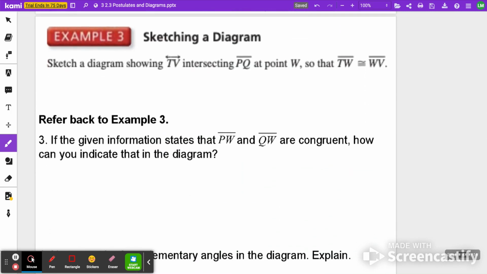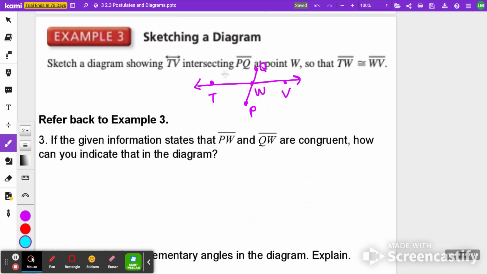So we're going to sketch a diagram showing line TV intersecting segment PQ at point W, so that TW is congruent to WV. So first let's start with our line TV. And then a line segment, so here's P, Q, remember line segments don't have arrows at the end, is intersecting at point W. And I didn't write this perfectly, but we're going to show the mathematical symbol that TW is congruent to WV, and I'm just going to put 2 tick marks for TW and 2 tick marks for WV. Okay.